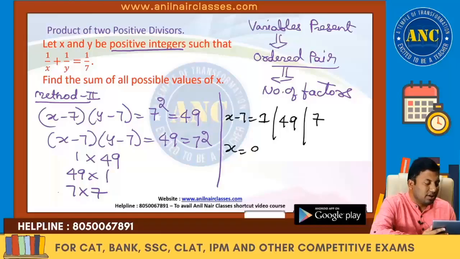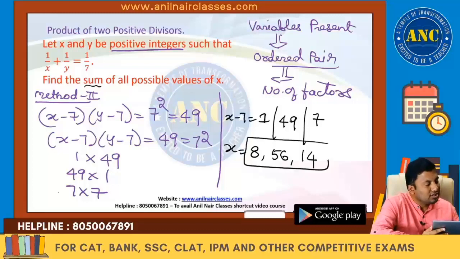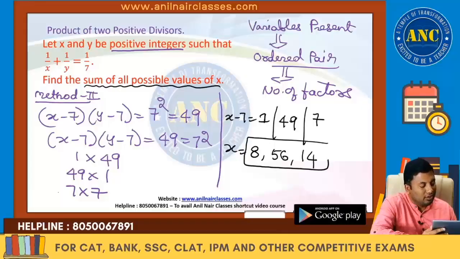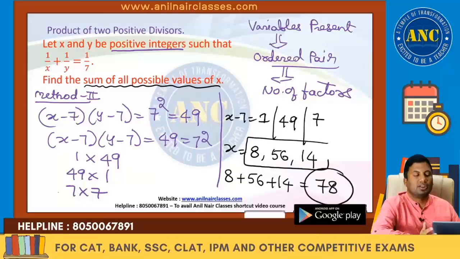So, x will become 8. X will become 56. X will become 14. 8, 56, 14. What is the question? Sum of all the possible values of x. 8 plus 56 plus 14. Answer is nothing but 78.